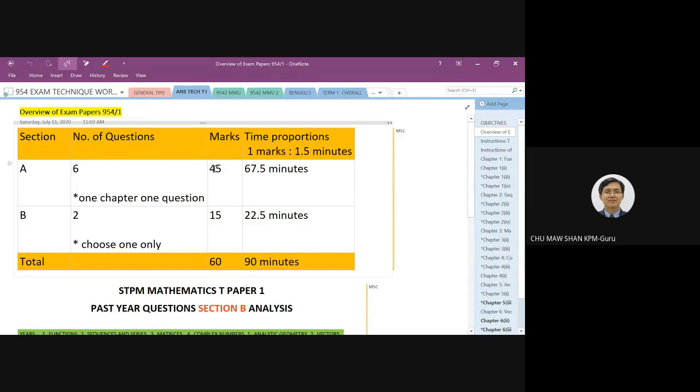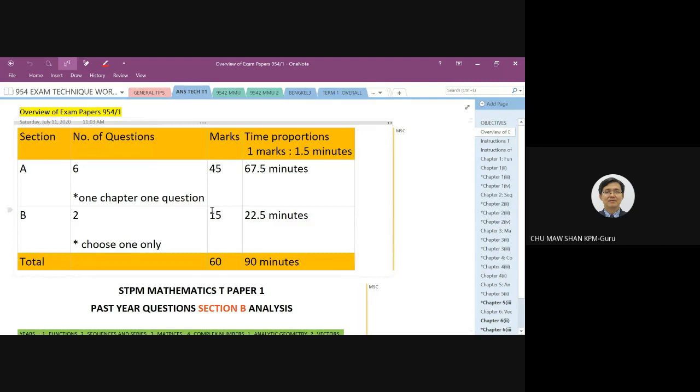Basically, I suggest that after you finish section A, it should be about 1 hour. Within 1 hour, you should already finish section A, so you won't get panic. You move to section B, which should consume about 22.5 minutes. By right, we should finish within 1.5 hours. So we have some 5 to 10 minutes to give us the time to check the answer.